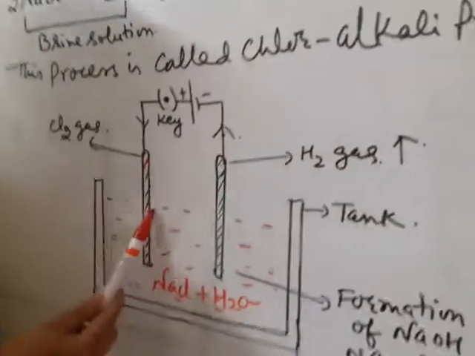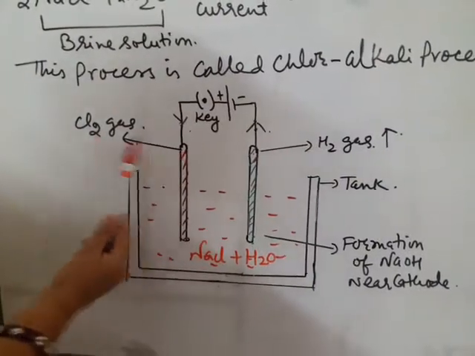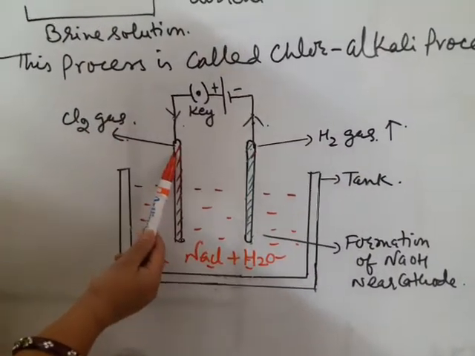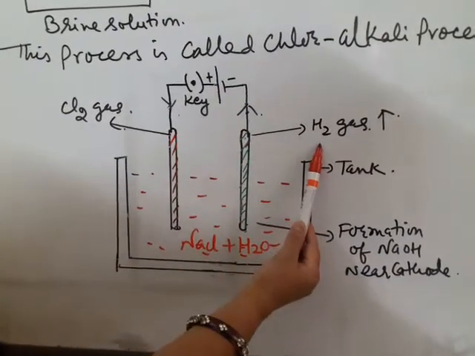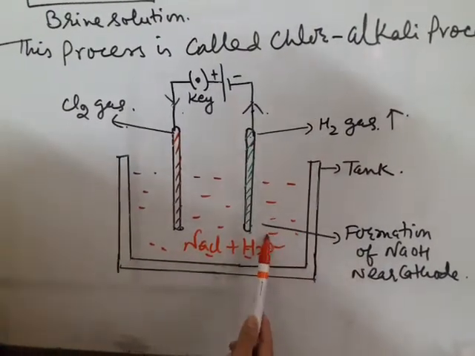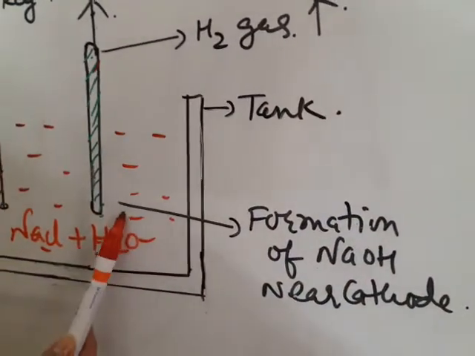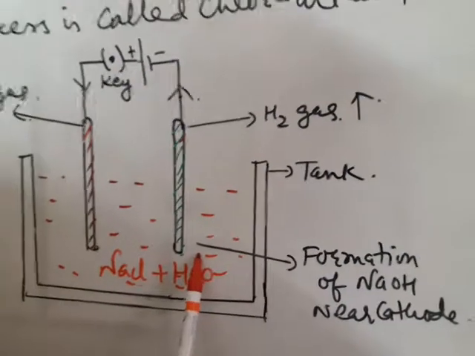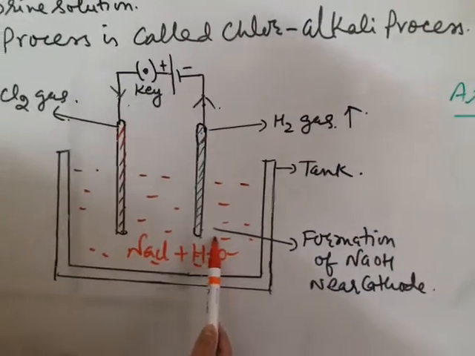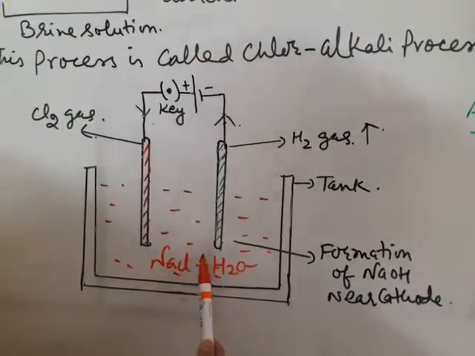Now look at this figure. In this figure, this is anode where chlorine gas is released. This is cathode, negatively charged, where hydrogen gas is released. And formation of sodium hydroxide, it will take place near cathode. So in this way, caustic soda is manufactured, and this process is called chlor-alkali process.